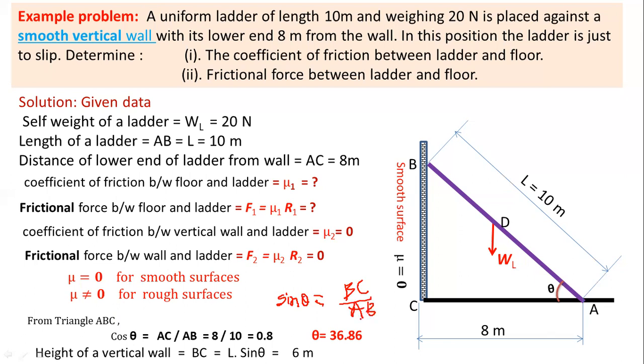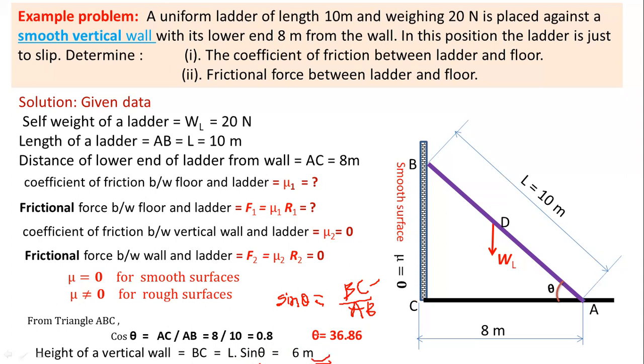From this equation you have to determine the value of BC. BC equals sin theta into AB. Here AB is the length of the ladder, so L into sin theta is the height of the vertical wall. Height of the vertical wall BC equals length of the ladder into sin theta. Here the theta value is 36.86 degrees, and L equals 10 meters. Substituting these two values, you get the height of the vertical wall BC equal to 6 meters.